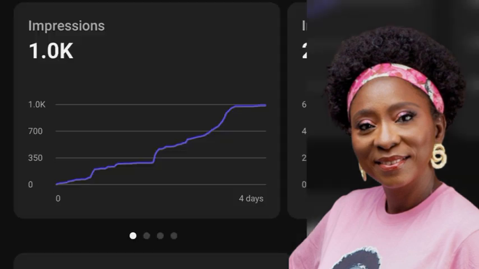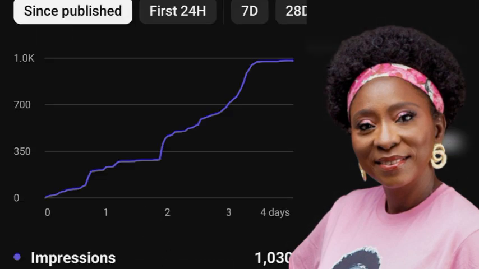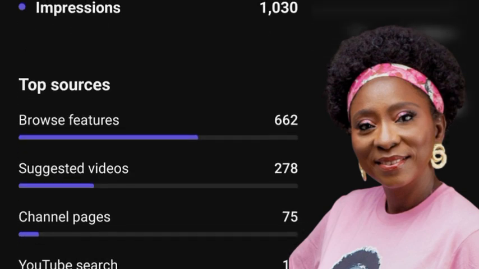Okay, it's kind of flattened out. You can see here it's kind of flattened out, but I hope it definitely picks up after. You can see the way it went up, it flattened out, it went up, it flattened out, it went up. So that's like the staircase movement. And you can see most of it came from browse.